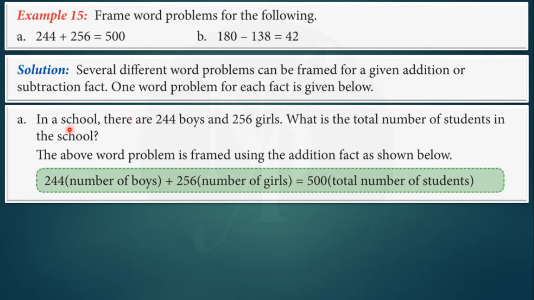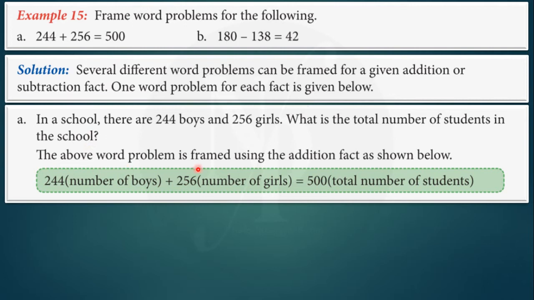See here. In a school there are 244 boys. See number 244. It is taken as number of boys. And 256 is chosen as number of girls. And then the question framed is, what is the total number of students in the school? Because in this addition statement we are adding these two numbers. The total number of students is asked here in the question, so that when we add the number of boys and number of girls, we will get the sum as the answer.